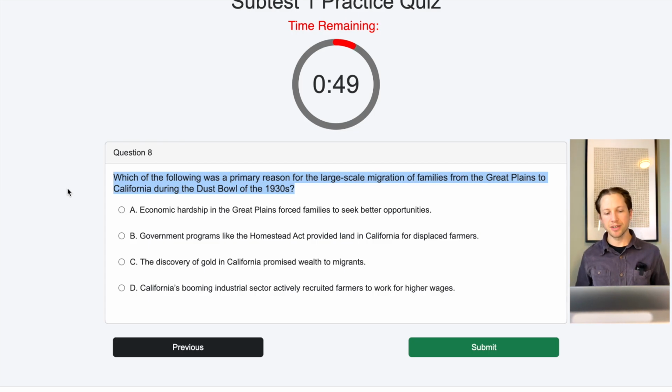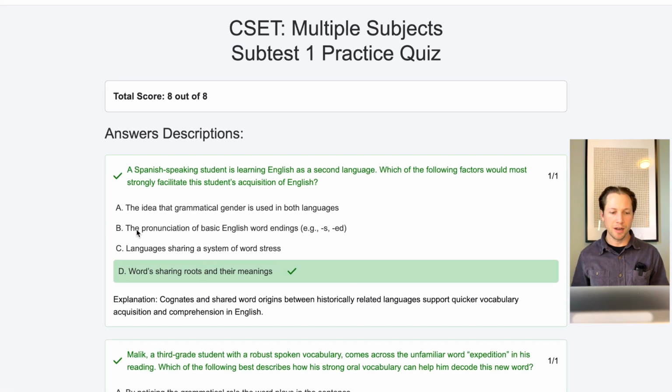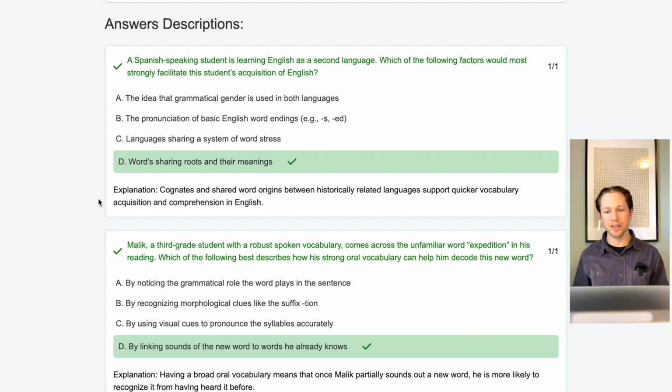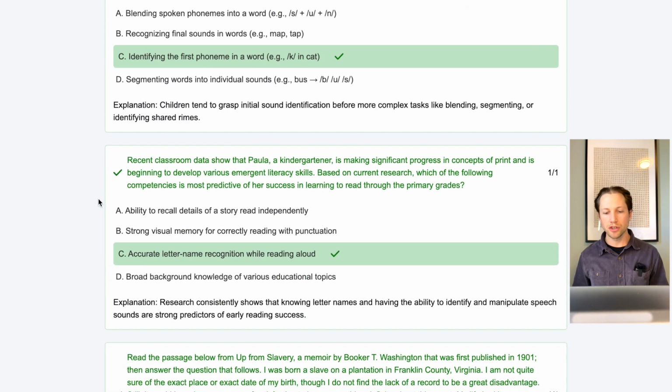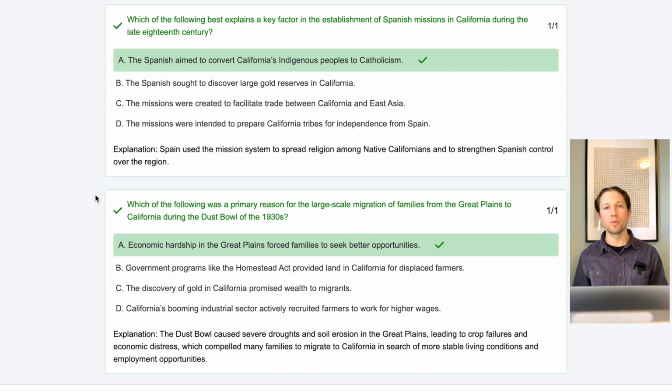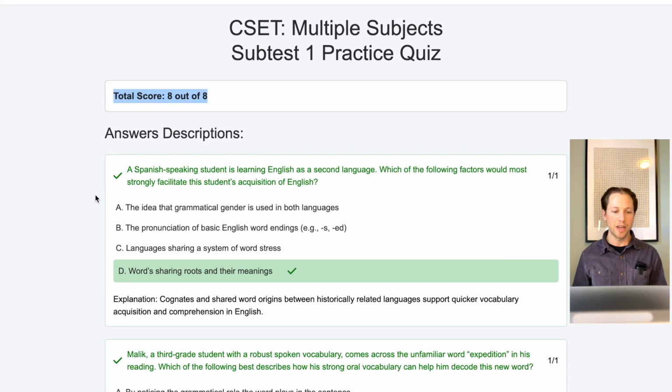So notice that some of these are not actually incorrect. We know that California had a gold rush. However, there is a best answer, and that is letter A. Now, when completing practice tests from teacherpreps.com, when you click the submit button, you have a clear total score as well as a diagnostic page that helps you understand which questions you know and which questions you are still working with. Luckily, we got 8 out of 8, so nice job on that.